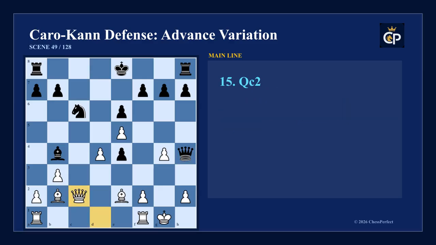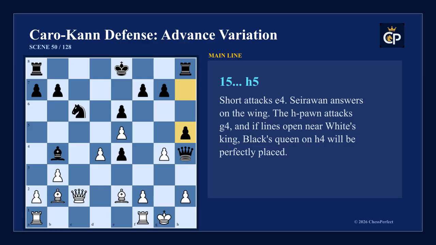Queen c2. h5. Short attacks e4. Seirawan answers on the wing. The h-pawn attacks g4, and if lines open near White's king, Black's queen on h4 will be perfectly placed.